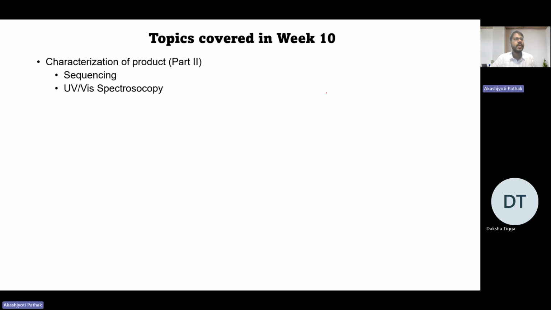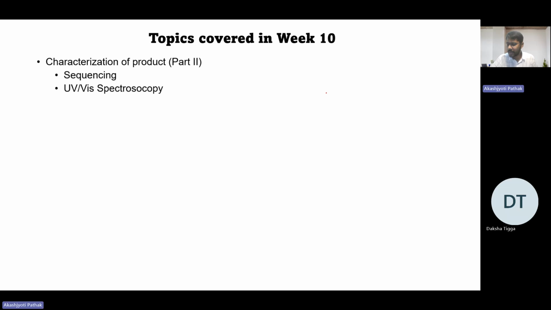So just to recap, once you have purified your protein, the next step is to understand whether the protein that you have purified is the correct protein. So we go for different characterization. We can go for sequence characterization, structural characterization, and functional characterization. So there are different methods by which we can analyze whether the protein which we have purified is the correct protein or not.